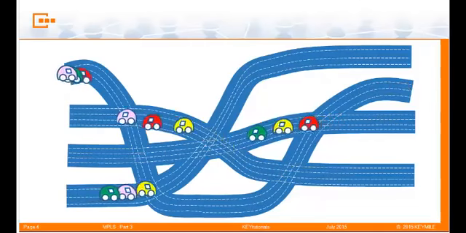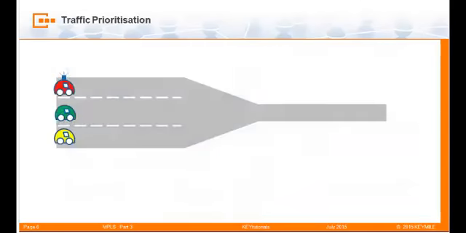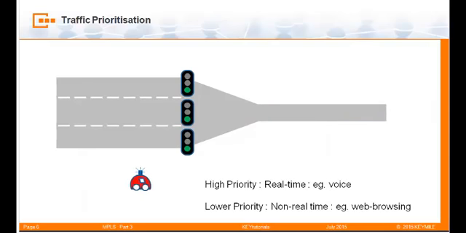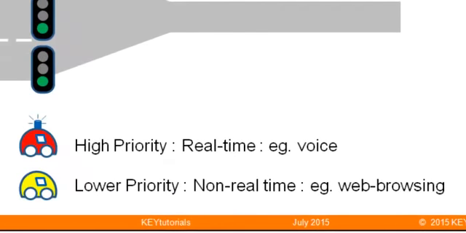Consider this situation. The road narrows from 3 lanes to 1. As you approach the narrow part, you might get held up for a while, especially if there are emergency vehicles around. You're stopped as the higher priority vehicle is allowed to go through ahead of you. In a communications network, the higher priority traffic is often the real-time services like voice or video, and the lower priority traffic is the services that are not real-time like web browsing.